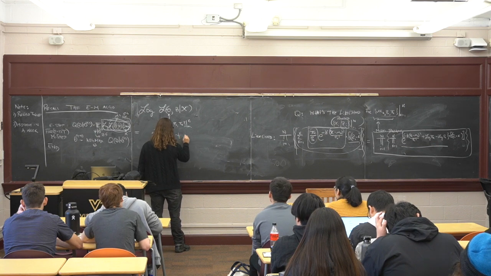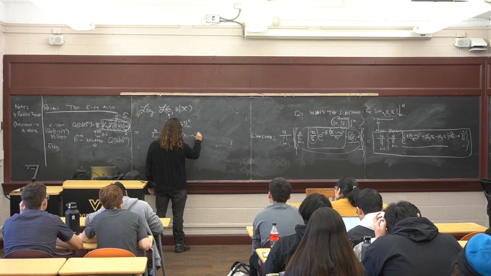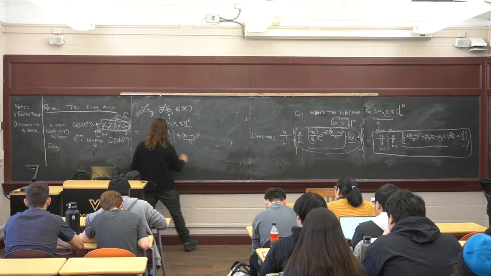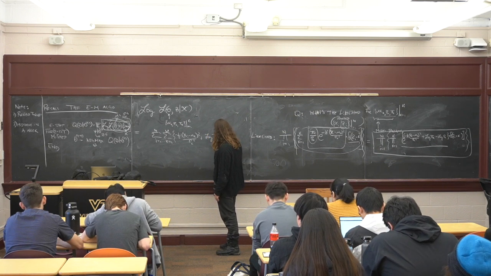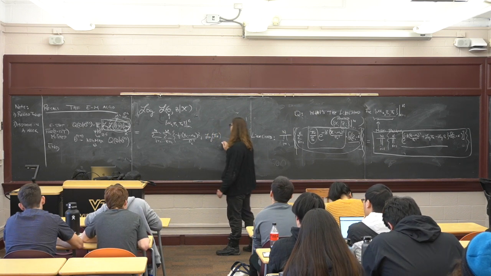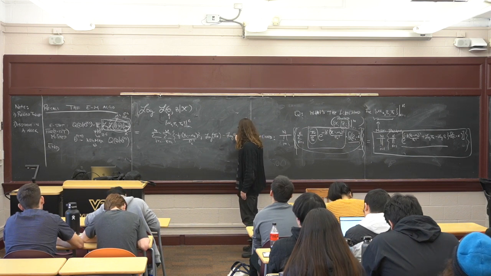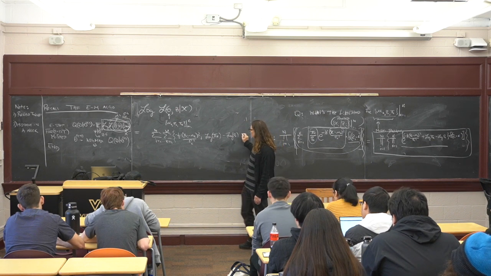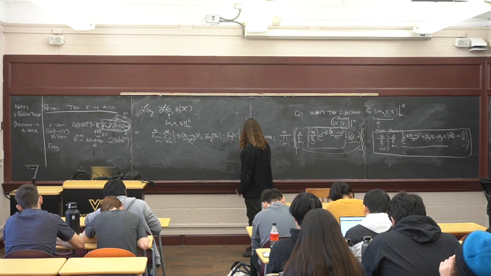Minus 1/2 (x_i minus mu_k) squared over sigma_k squared, plus log pi_k, minus log sigma_k, times my indicator function.